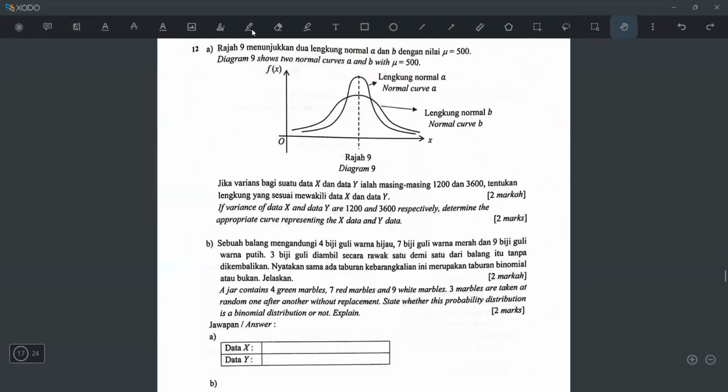So we have question number 12. So this is the last question in section A. Diagram 9 shows two normal curves, A and B, with this symbol for mean. So the mean is 500. It means the axis of symmetry will be 500.